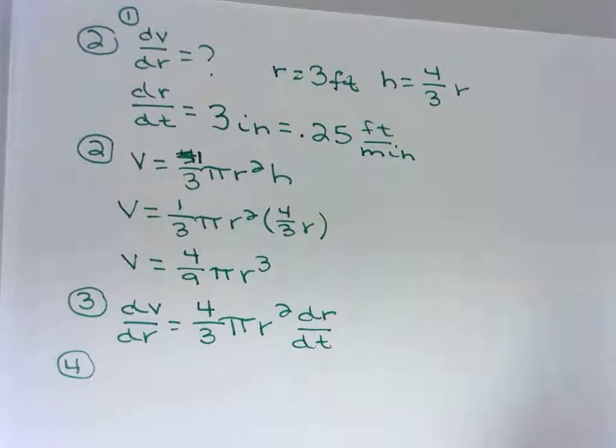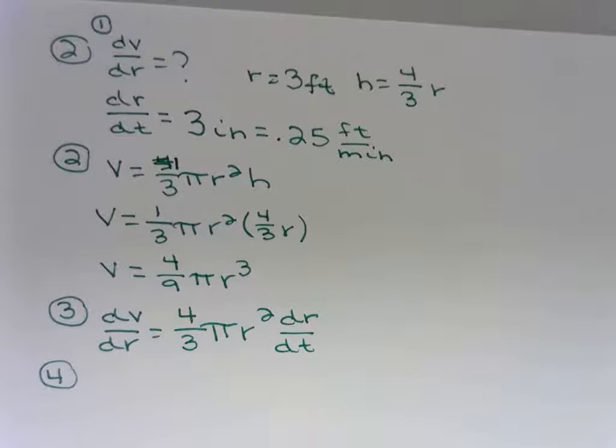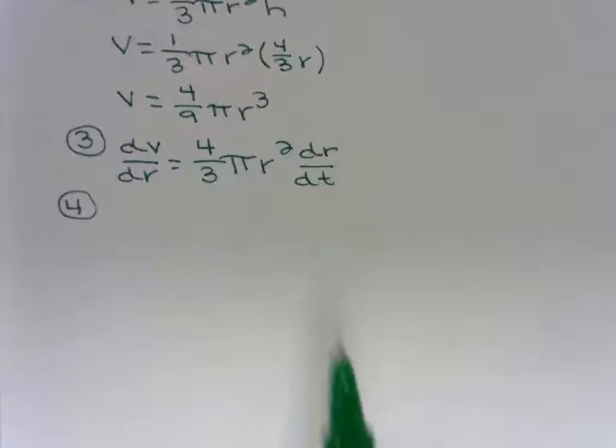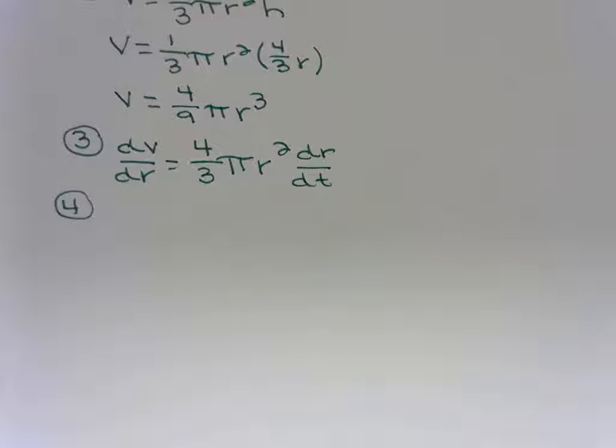So be careful because it was 2 different measurements. The radius they give you is in feet. They tell you it's increasing at 3 inches per minute, so that also has to be in feet. So 3 inches is 0.25. When you plug it in, make sure you plug in a 3 for r and a 0.25 for your dr dt. Be careful with that. Okay, and then that should be able to get you started with that.